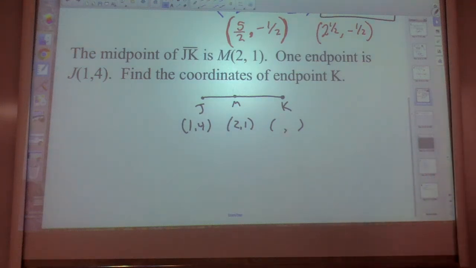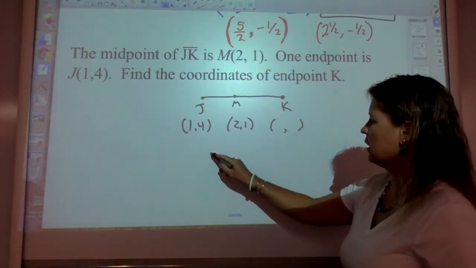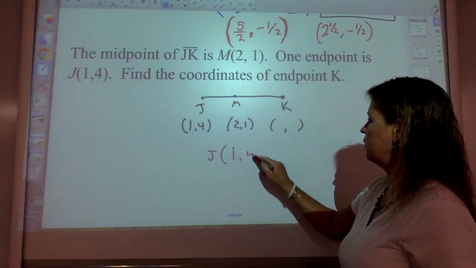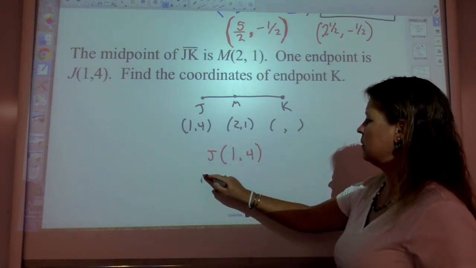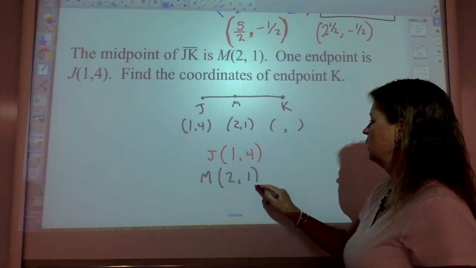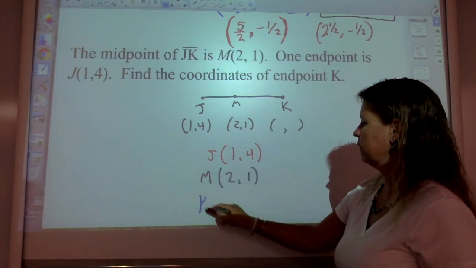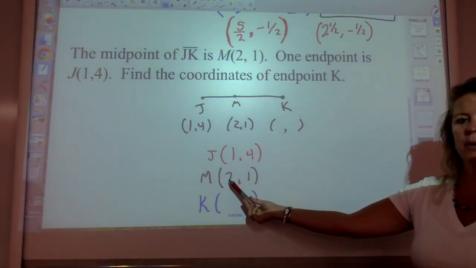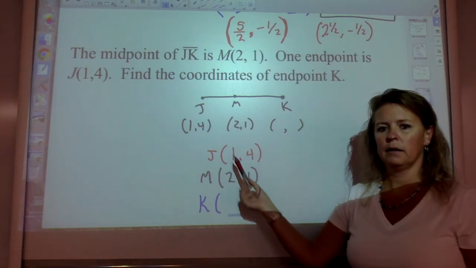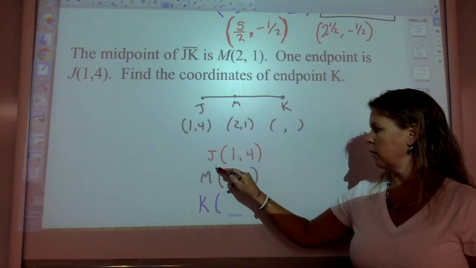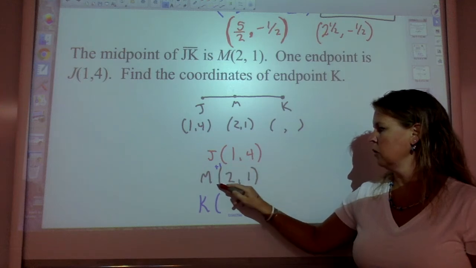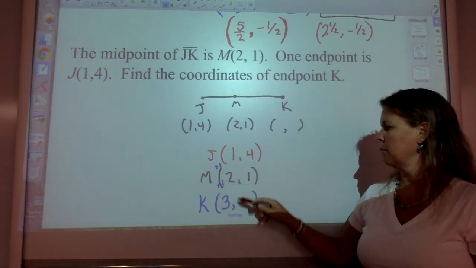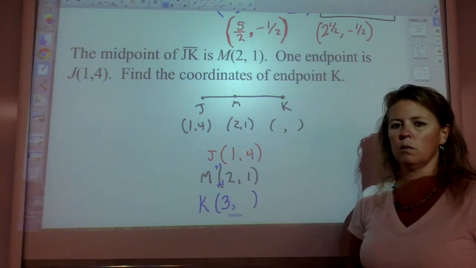There's a better way to do this than to mathematically plug it into the formula and work it backwards. The better way to do this is to say, all right, I'm going to start with J at 1, 4. I know that M is in the middle at 2, 1. How do I get to K at the final answer? Well, you know 2 is in the middle. It's the midpoint. So if I go from 1 up to 2, I added a point. 1 plus 1 is 2. 2 plus 1 is 3. It makes sense that 2 is halfway between 3 and 1.